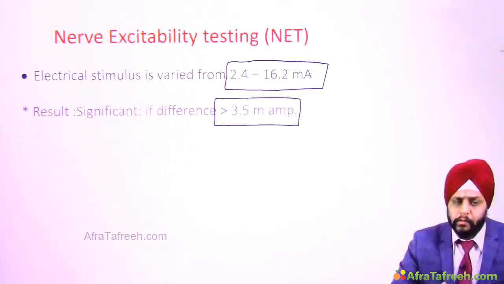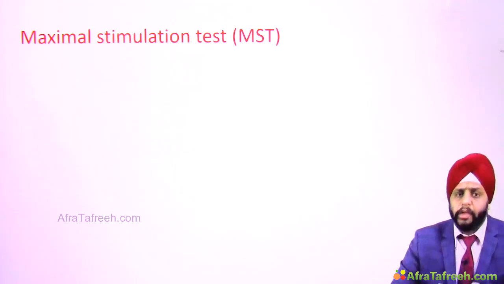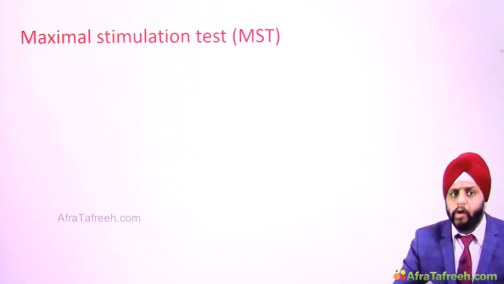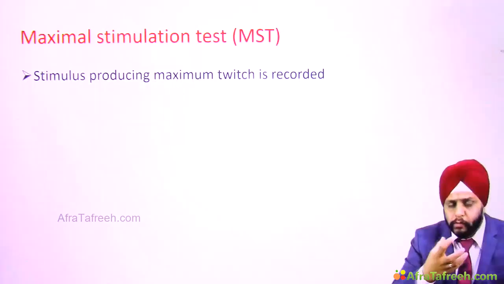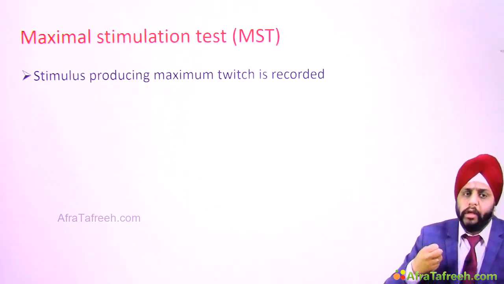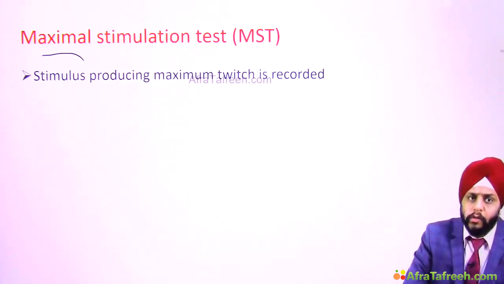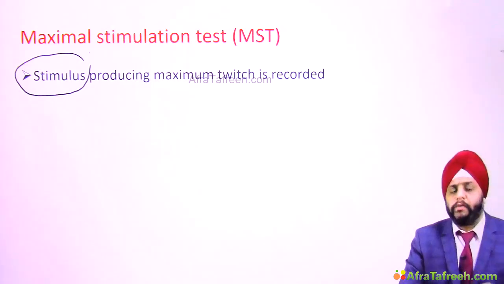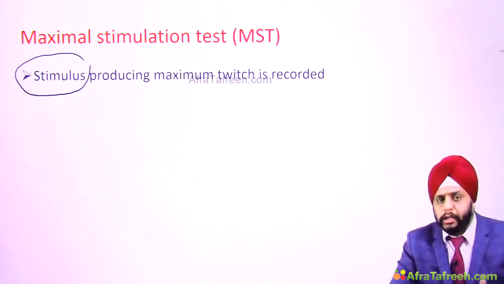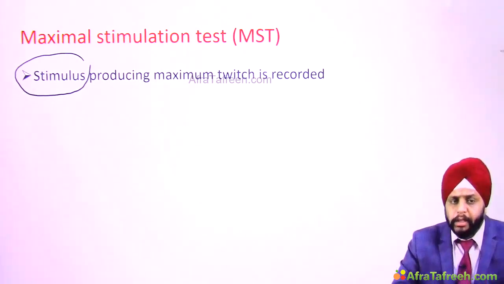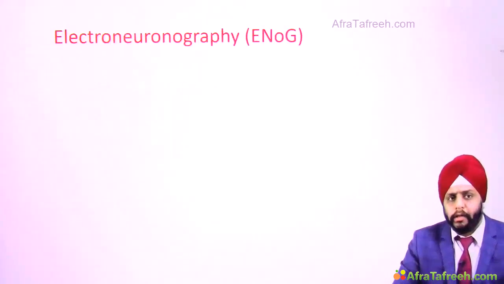Now after this test we have the maximal stimulation test, MST. So what is in this? We check how much current is required that can produce the maximum twitch. So we want to see the maximum contraction, and for this maximum contraction how much stimulus is required. So that is your maximal stimulation test. Remember, both the NET and the MST can be done after 72 hours, right?